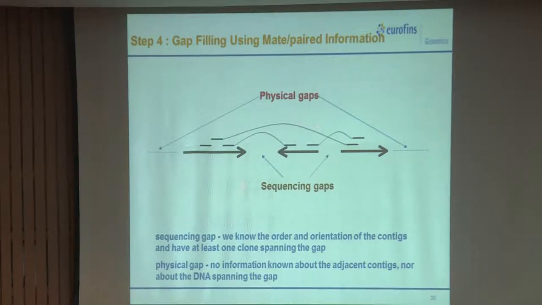And one, we have sequencing gaps. These sequencing gaps are those where we know the orientation based on the insert sequence, but that region has not been sequenced. I know that this is after this, but I do not have information in between. I just have the insert sequence information, but I do not have any sequence in it. So in that case also, ends will be there.